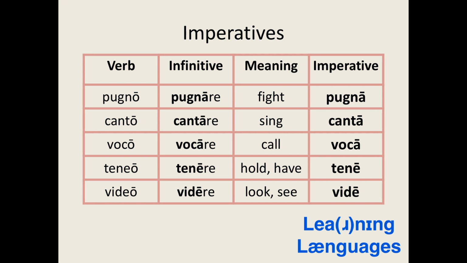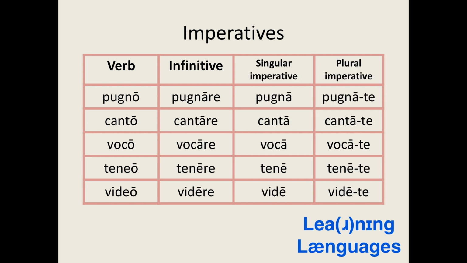There are also plural imperatives. The plural imperatives are pugnate, cantate, vocate, tenete, videte. The plural imperative is formed by adding the suffix te to the singular imperative. In fact, salvete, the greeting I begin every lesson with, is also a plural imperative, meaning be well. We use the plural imperative when we're addressing more than one person.